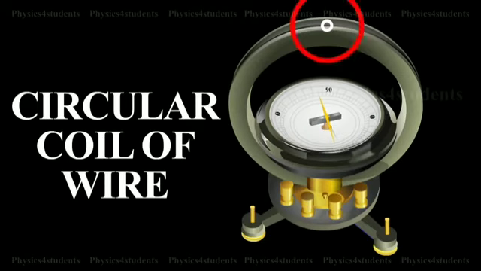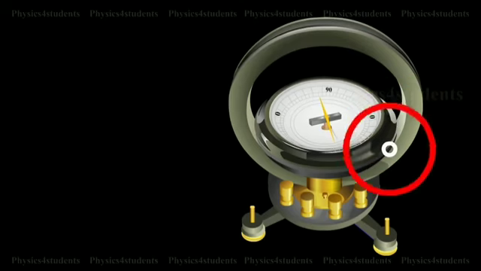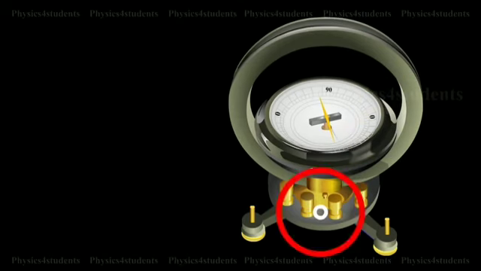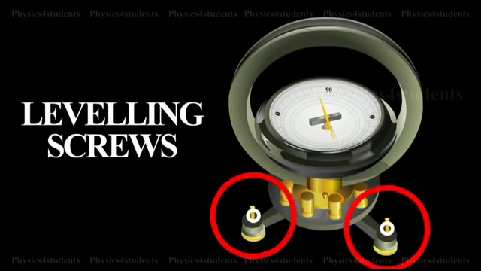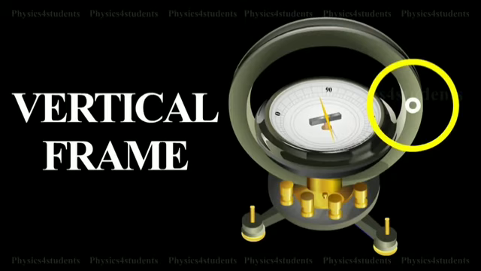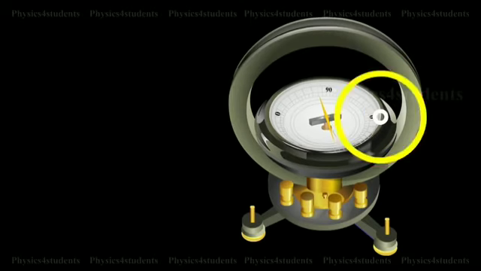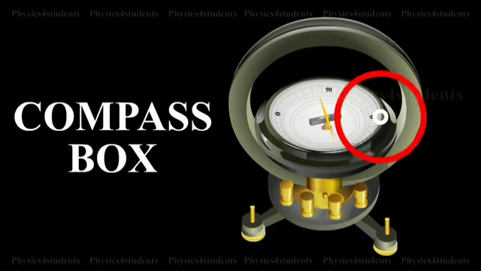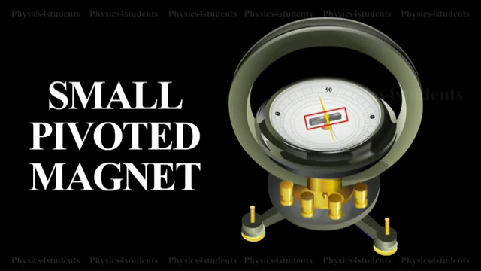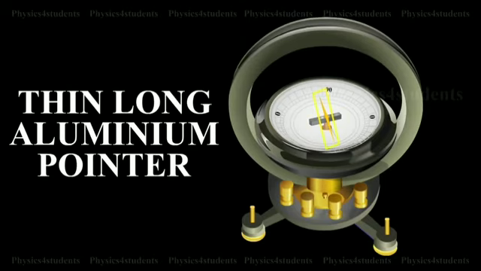Construction: the tangent galvanometer consists of a copper coil wound on a non-magnetic circular frame. The frame is made of brass or wood, mounted vertically on a horizontal base table with three leveling screws. The TG is provided with two or more coils of different numbers of turns. A small pivoted magnet is attached at the center, and a thin long aluminium pointer is connected to the center.